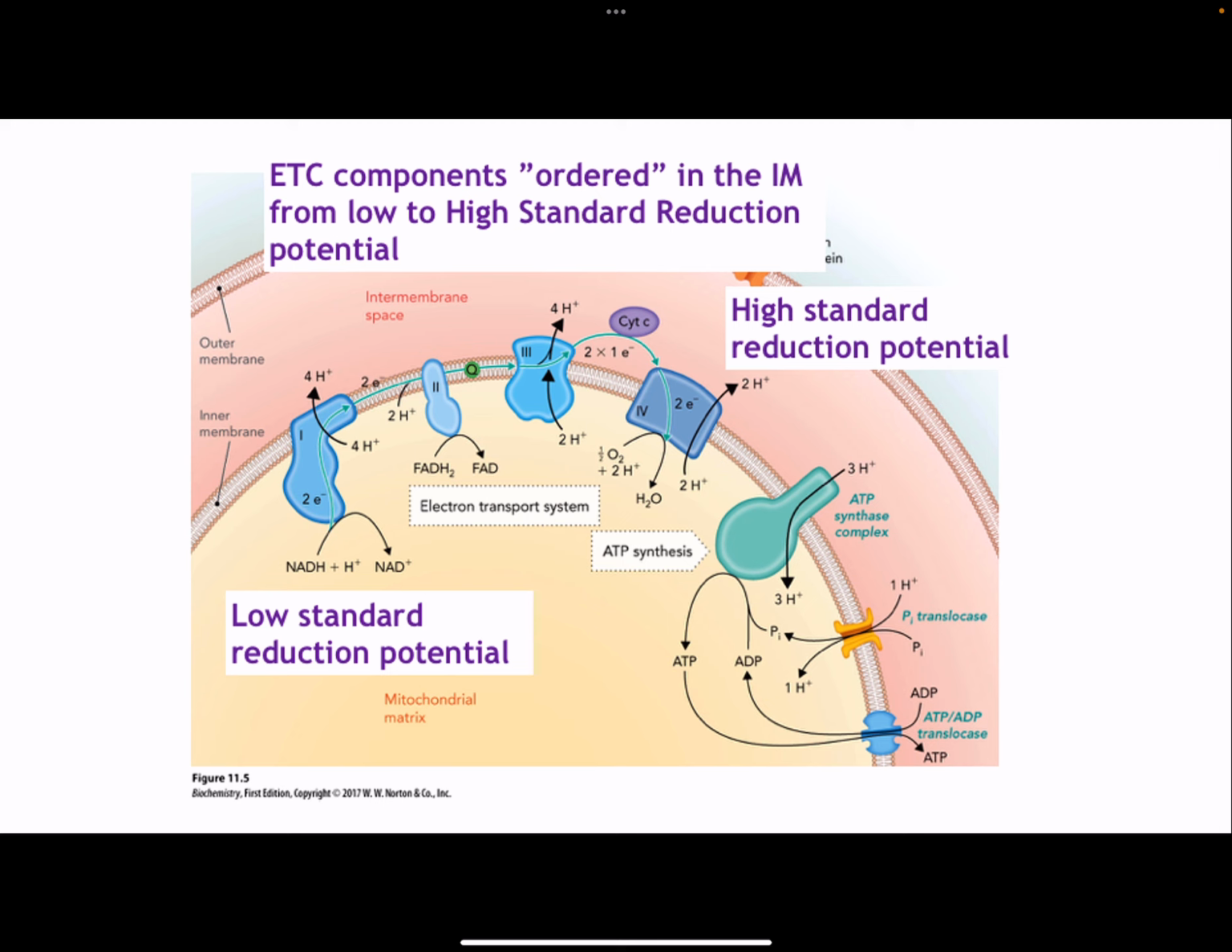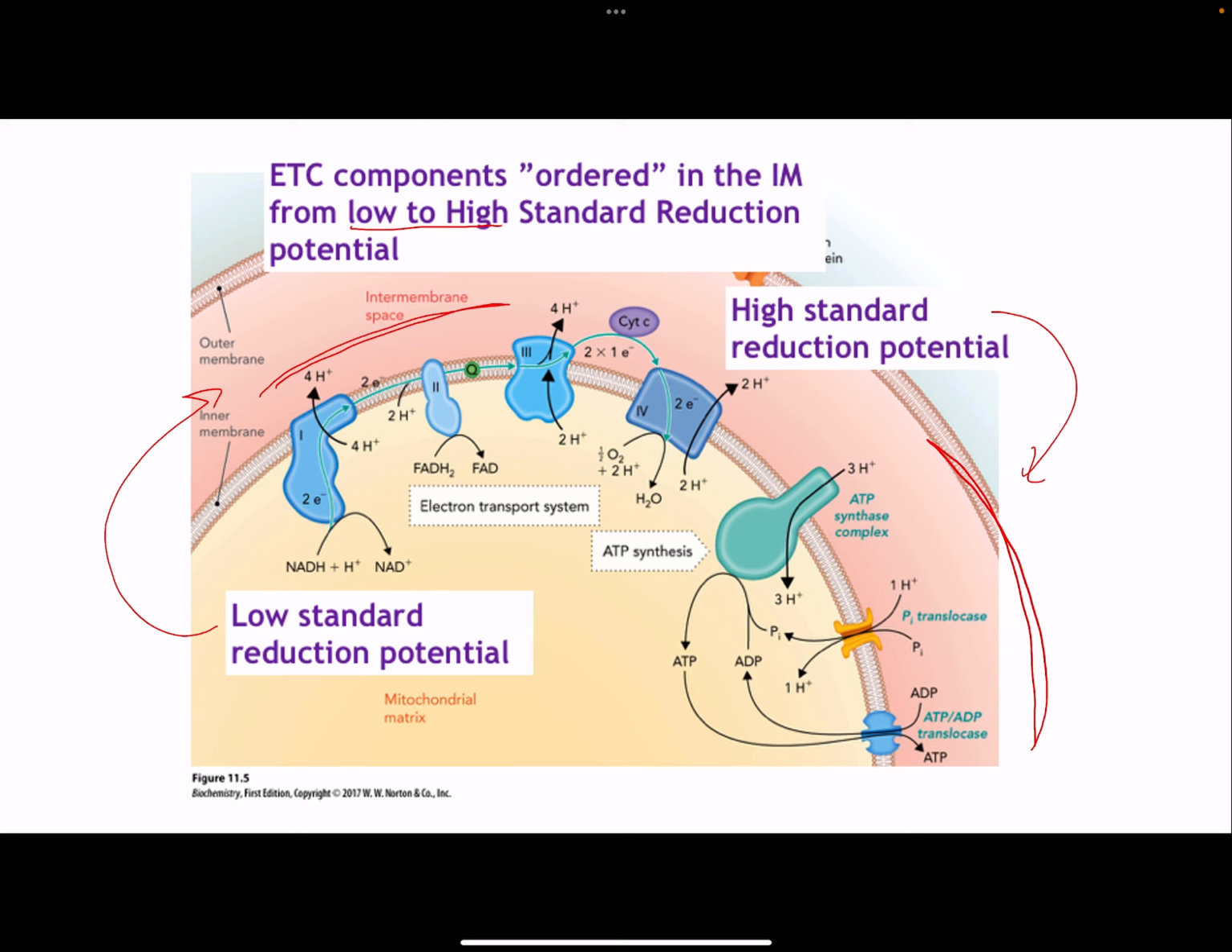So I was saying that the ETC components, these different complexes that we're going to be talking about, are ordered in the inner membrane of the mitochondria from low to high standard reduction potential. So that means over here is where we're going to have a high standard reduction potential, and over here at the beginning is where we're going to have a low standard reduction potential.